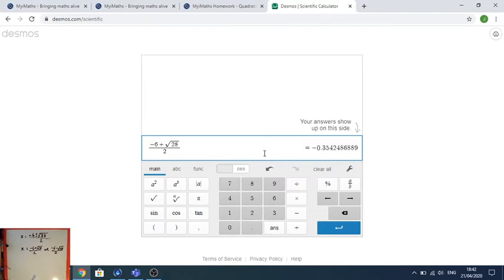and then it immediately gives me the answer minus 0.354 and some more digits. And then, in fact, to save myself a bit of time, I can just change to the minus there, and without having to type the formula in again, I get the other answer, minus 5.645.